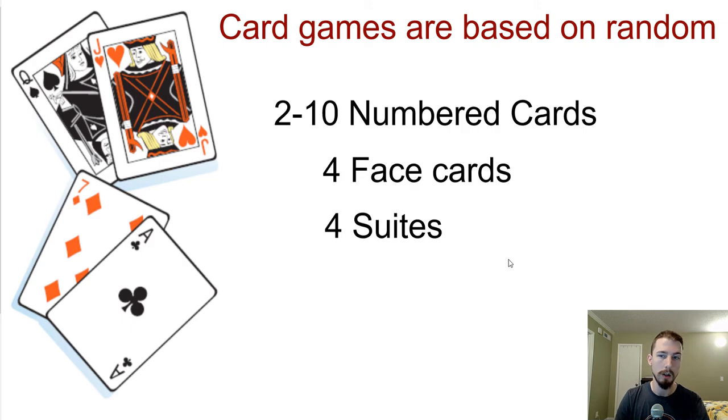All right, card games are usually based on random. So we've got 2 through 10 would be numbered cards. We got 4 face cards and 4 suits. And when you're playing the game, whatever game you're playing, the assumption is that it's been properly randomized by shuffling the deck many times. We'll talk about that on the next slide. Then no one knows what card's going to come up next from the deck, right?